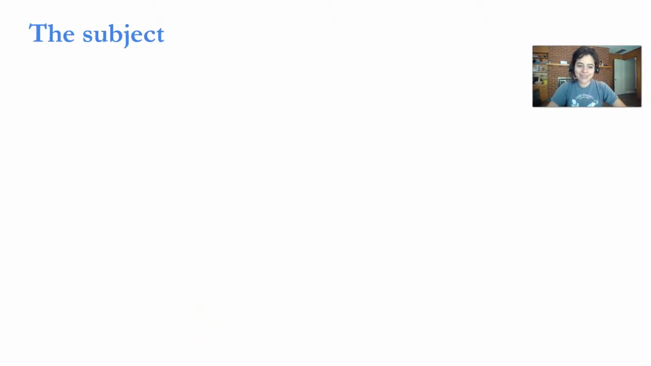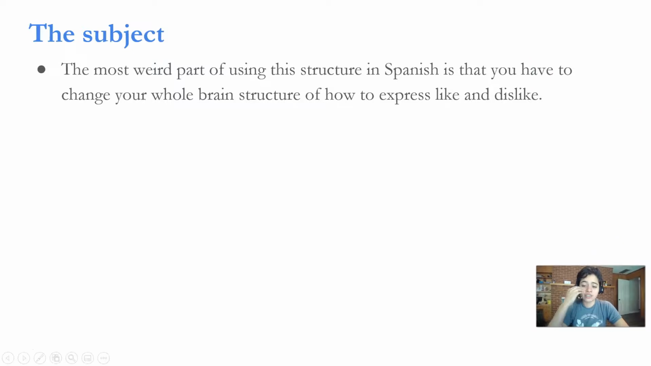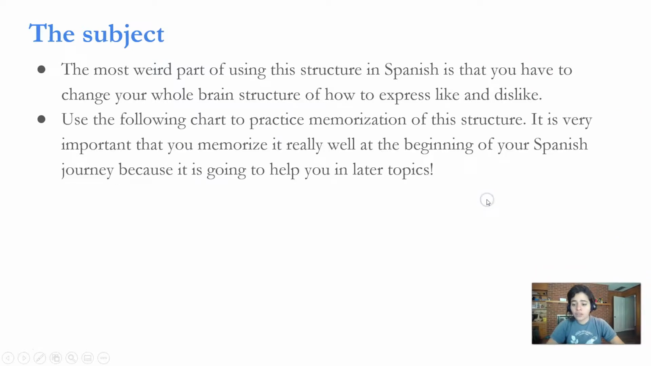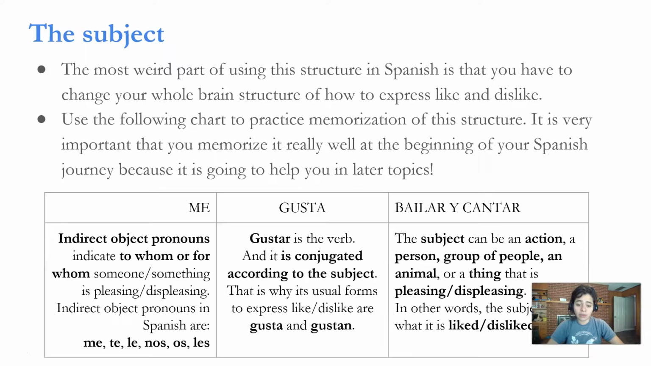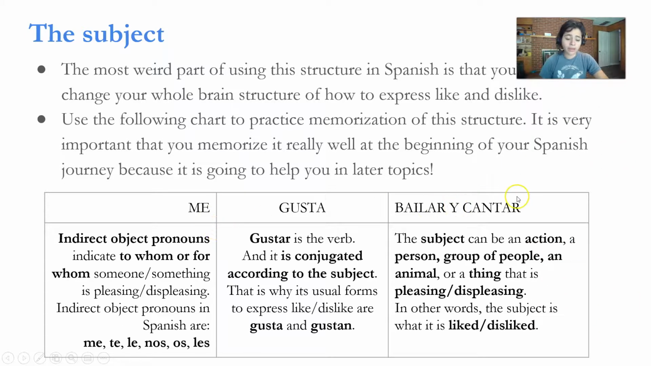Okay, the last part, I think. We're gonna see the subject. The weirdest part of this structure in Spanish is that you have to change your whole brain structure of how to express like and dislike. Use the following chart to practice memorization of this structure. It is very important that you memorize it really well at the beginning of your Spanish journey because it is gonna help you in later topics. So this is the structure. Me gusta bailar y cantar, comer helado, comer pizza, la pizza.